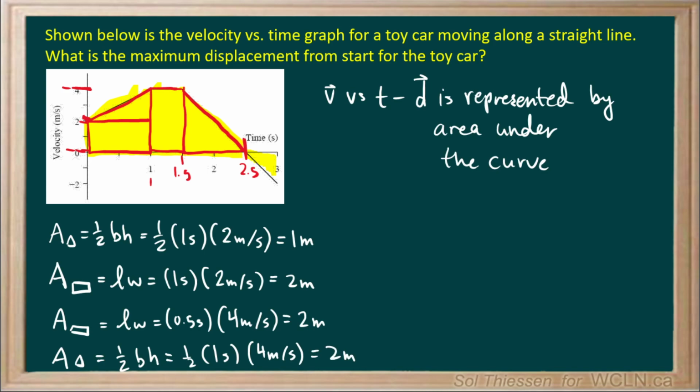So if we add all of these displacements up from all of these areas, the total displacement is going to be equal to 2 meters plus 2 meters plus 2 meters plus 1 meter, which is 7 meters. So this is the total displacement up to 2.5 seconds, and it's also the maximum displacement from start for the toy car.